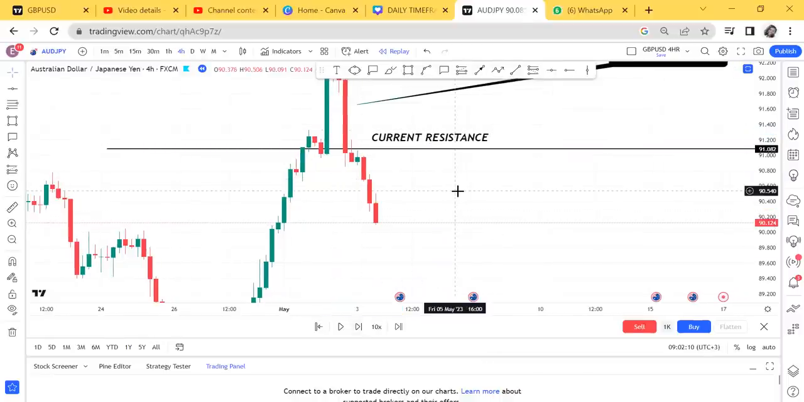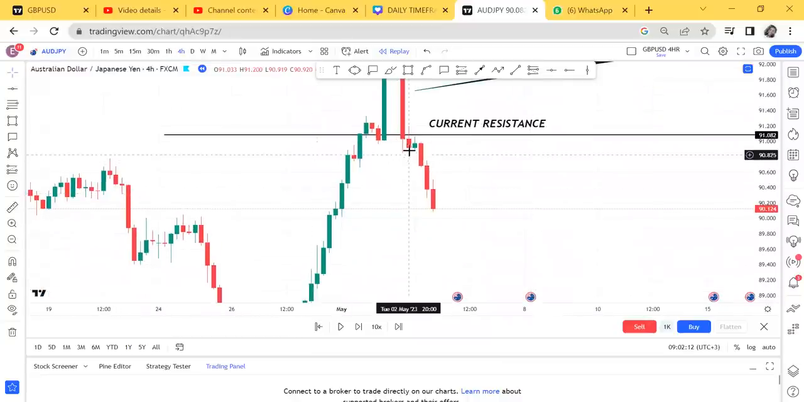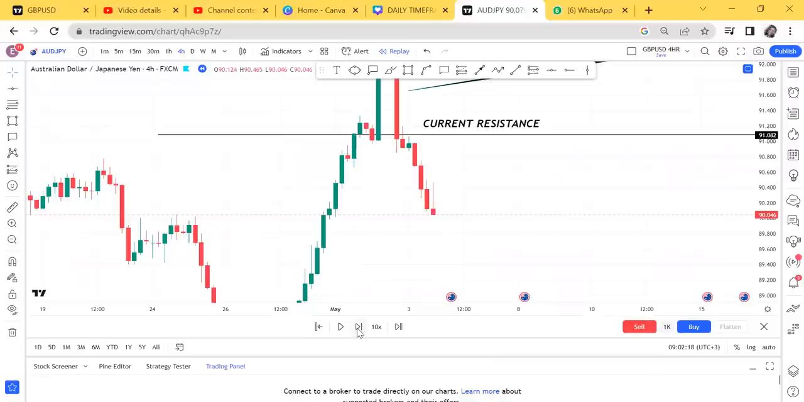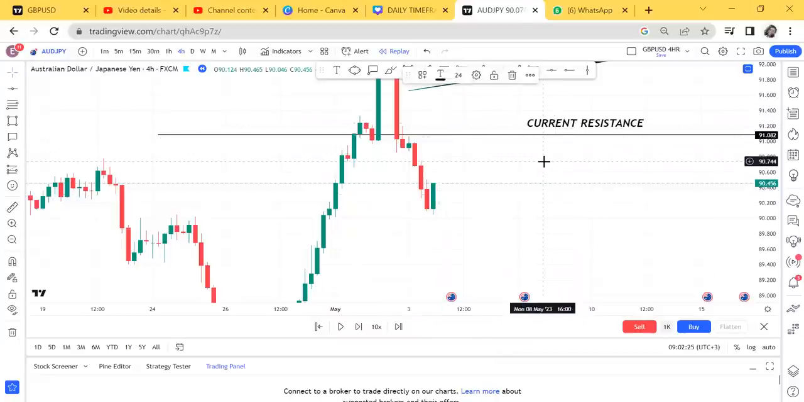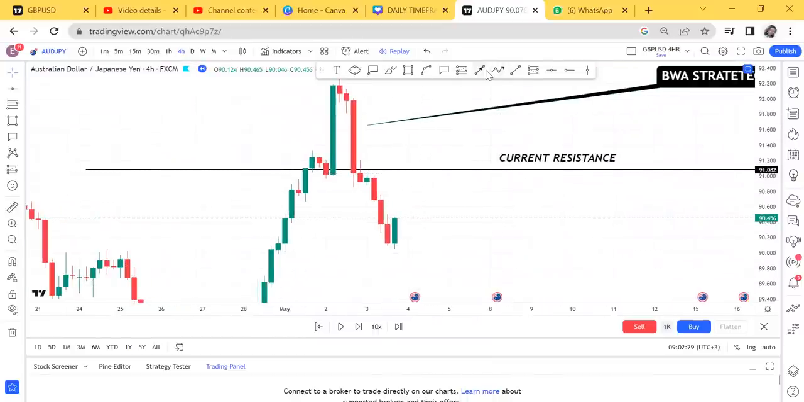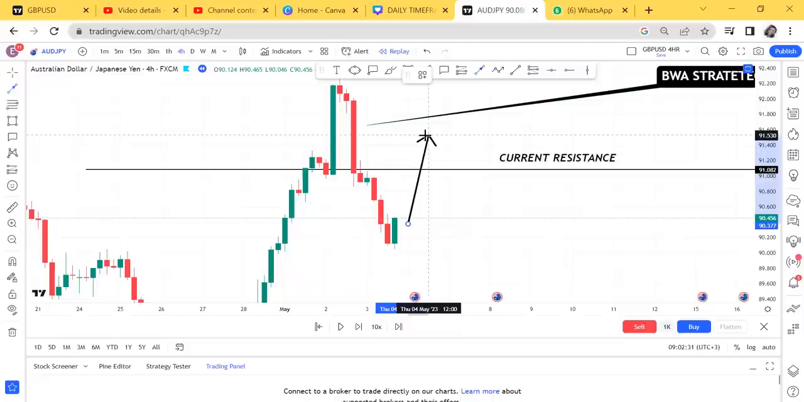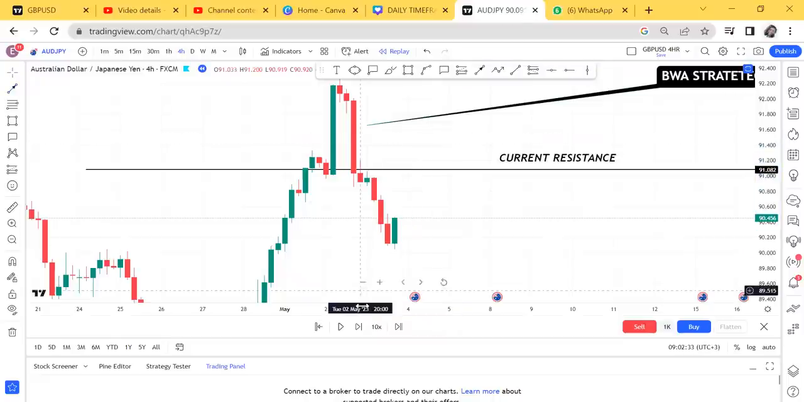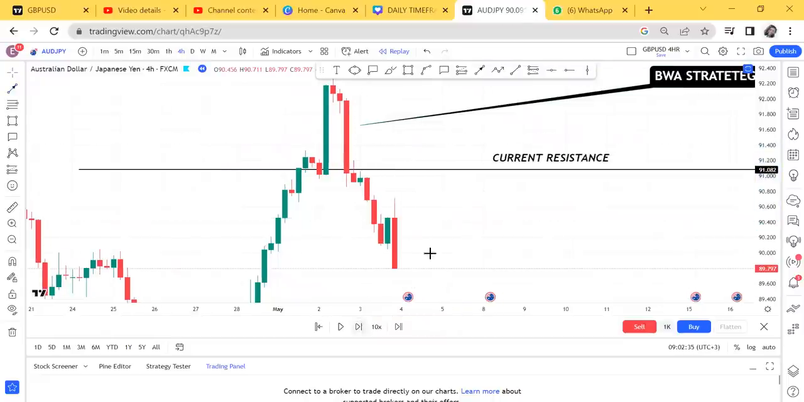So you can see sellers were very, very powerful. If we were talking of current support and how to enter, that was a good sell. But today we are focusing on current resistance. So we get a green candle, but the buyers have to come and break our current resistance so that we can continue buying. So let's try and see what happens. Will they be able to break above the current resistance or will they create a new current resistance?